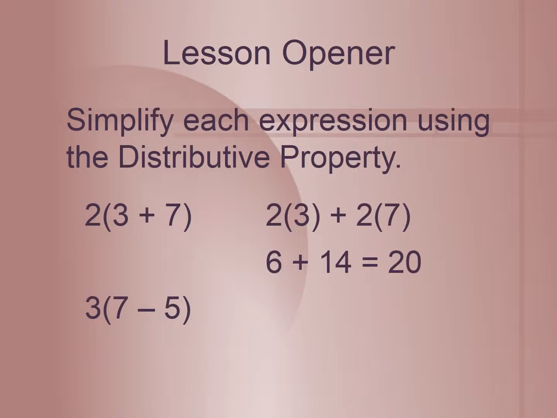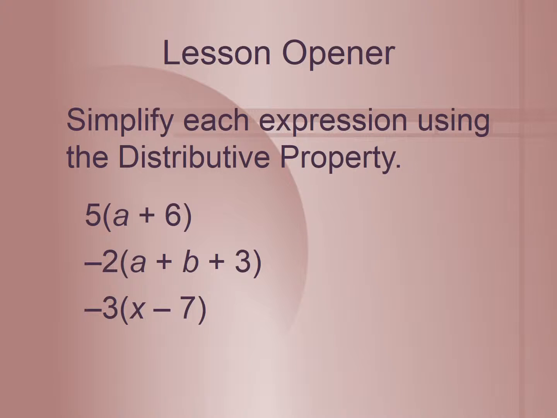The next one is 3(7 - 5). If we were to distribute the 3, we would have 3 times 7 minus 3 times 5. 3 times 7 is 21, and 3 times 5 is 15, and then 21 minus 15 is 6.